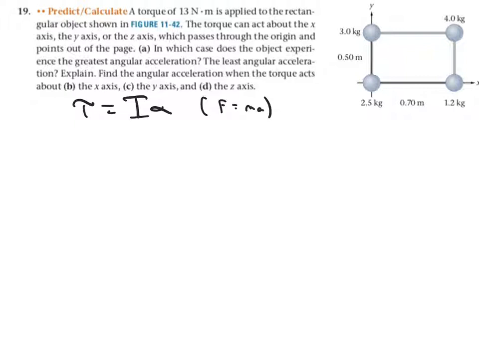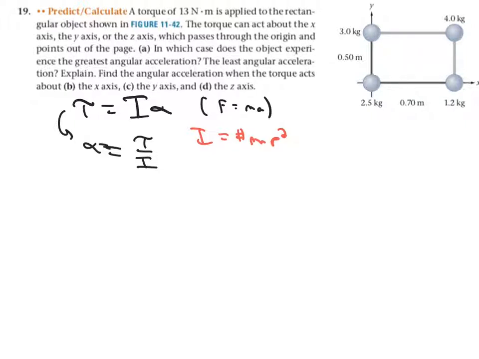So to get the greatest angular acceleration, we're going to want the least moment of inertia. And then we want to remember additionally that the moment of inertia is always like some number times the mass times the distance squared, where the distance is to the axis.